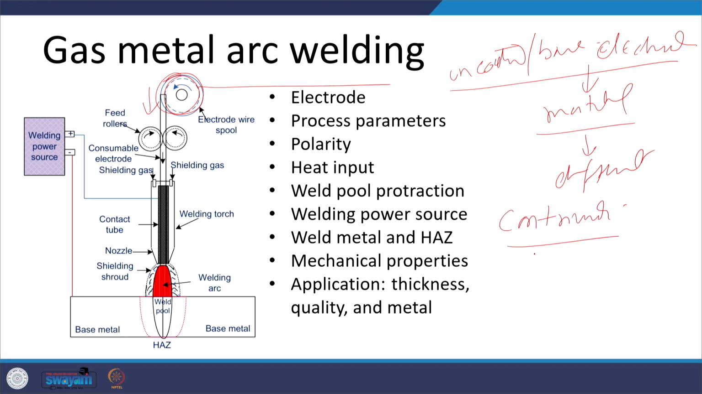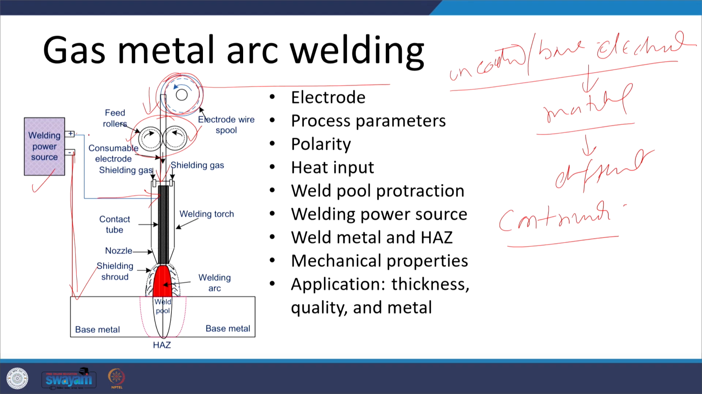So, continuous feeding of the electrode is possible, and that is done again with the help of roller feeders. The rollers feed the electrode through the nozzle, where we have a contact tube. Power is supplied through the contact tube to the electrode from the power source. One terminal of the power source is connected to the electrode, and the other is connected to the base metal.